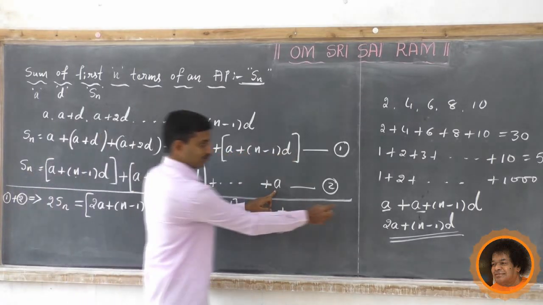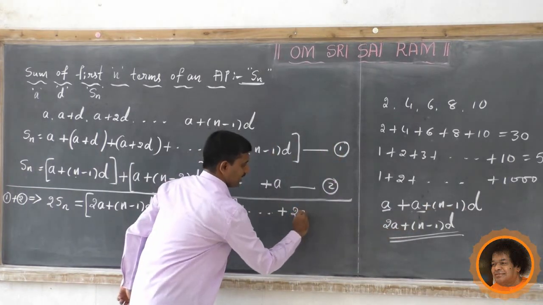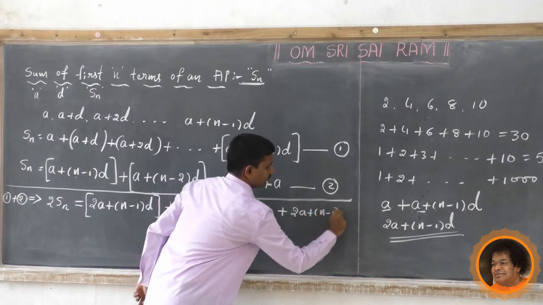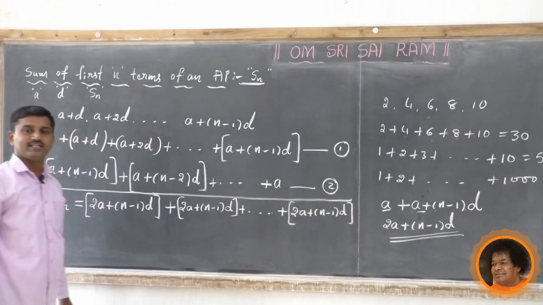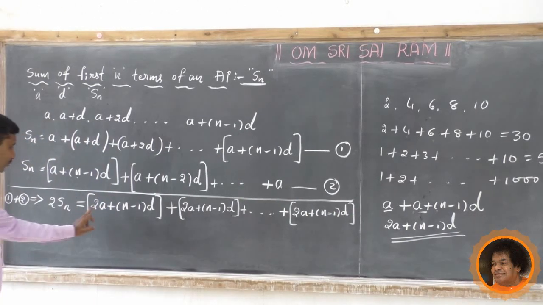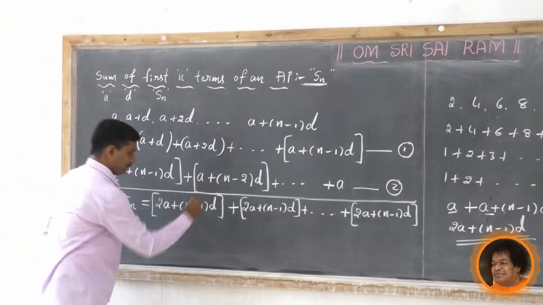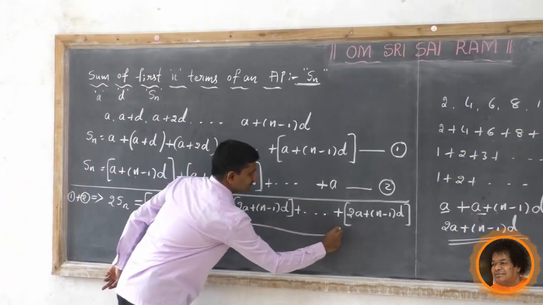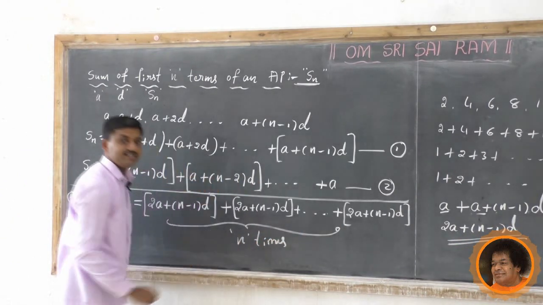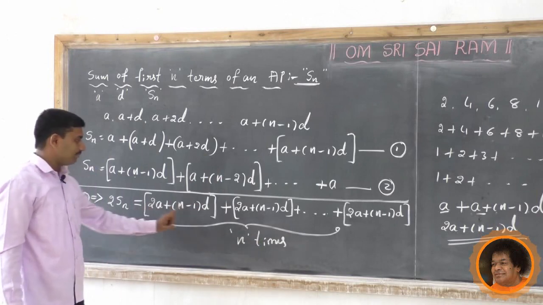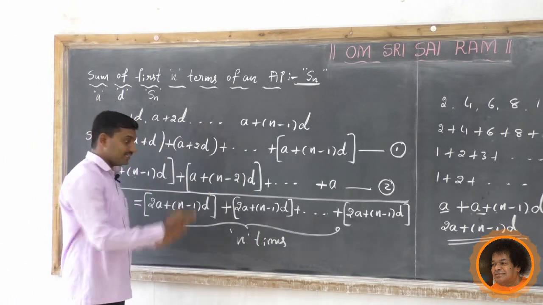What is the answer? So see here a + (n - 1) into d, the answer is 2a + (n - 1) into d. Just look at the answer, 2a + (n - 1) into d. That term is repeated how many times? n times. That is repeated n times. Which term? 2a + (n - 1) into d. So this term is repeated n times, or n terms are there.